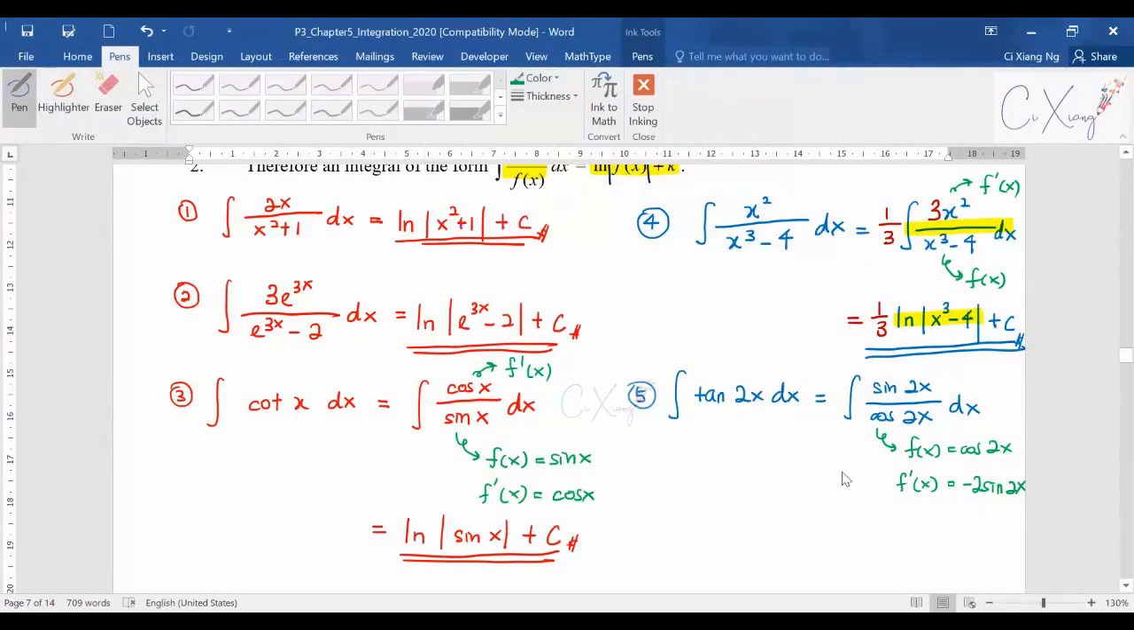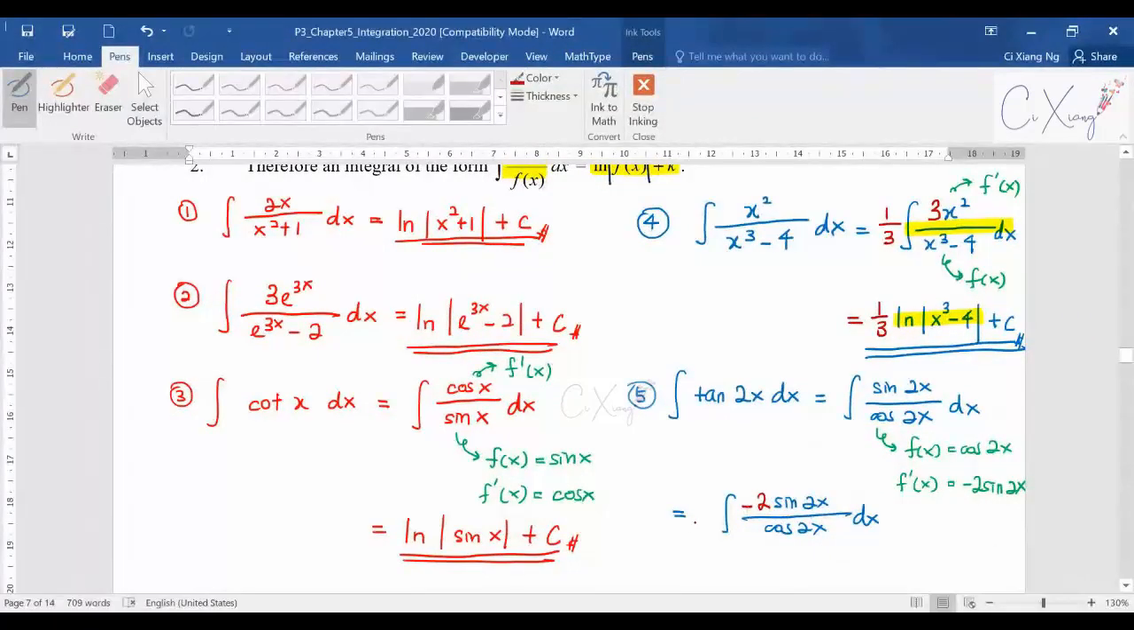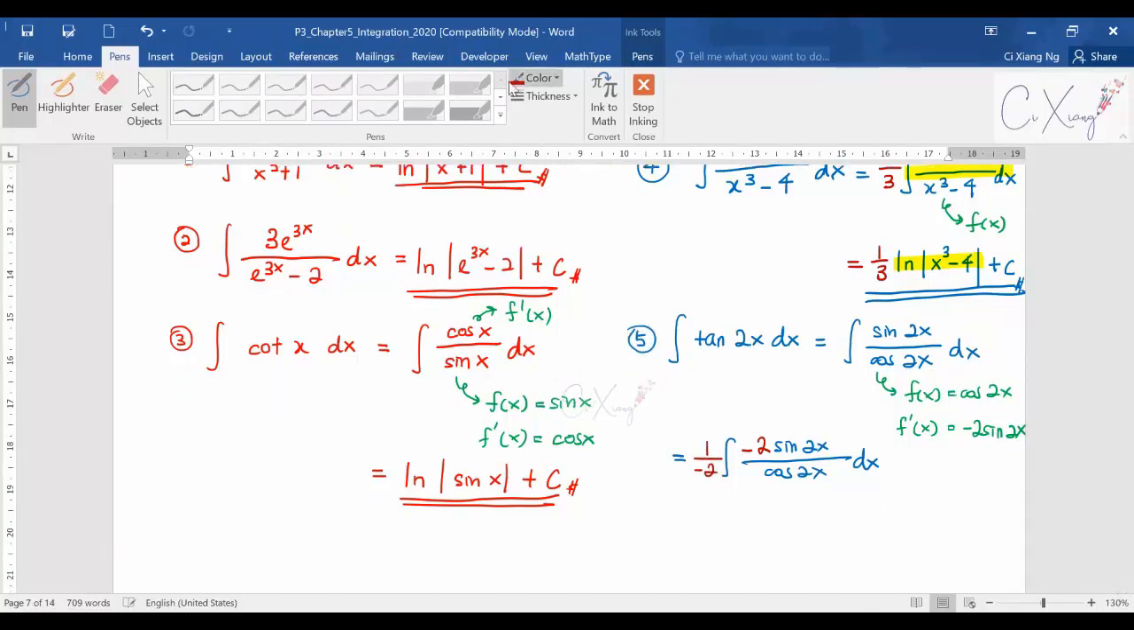So therefore, what can you do here? You can do some adjustment before you do the integration. This is the original question: sine 2x divided by cos 2x dx. To make sure that I get f prime x on top, it becomes negative 2 sine 2x, exactly the same. Then outside, to make the expression balance, you need to divide. Inside you multiply by negative 2, outside you divide by negative 2. So you have the adjustment like this.